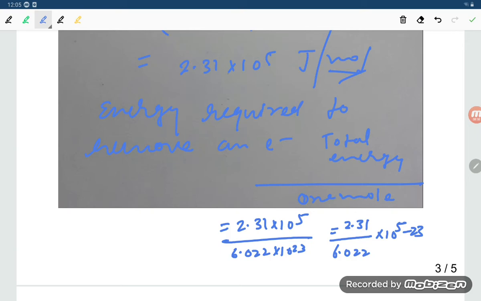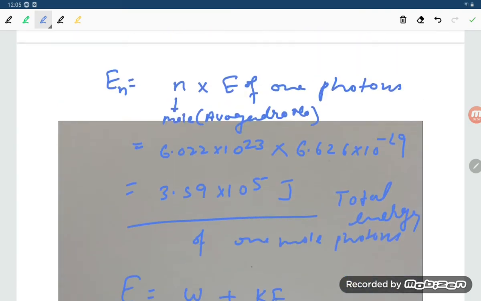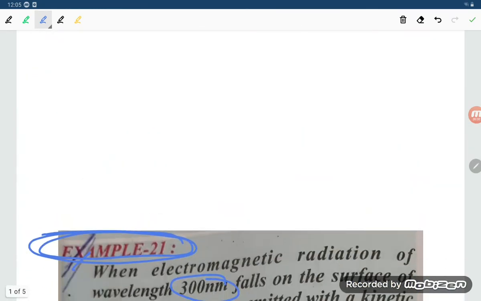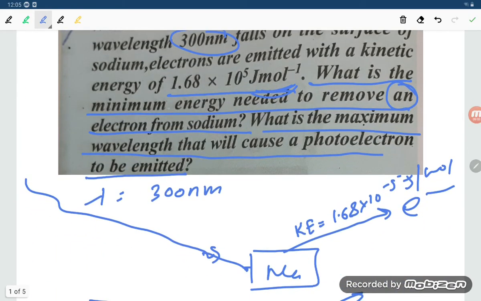So you see, student, what value you are getting. Here it is coming 3.84 into 10 power minus 19 joule. Okay, this much is coming. So this is the energy we got, the minimum energy needed to remove an electron from the sodium.